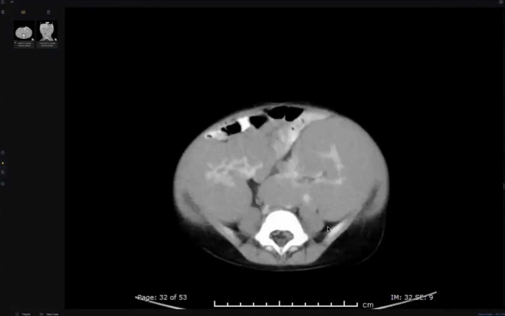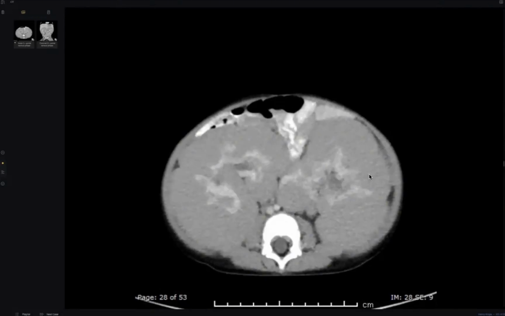Do you think, doctor, all of these are cortex? One second, enlargement.